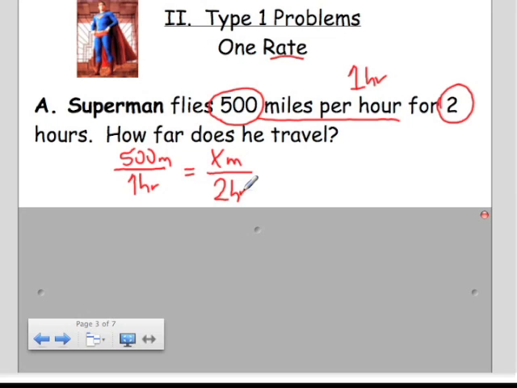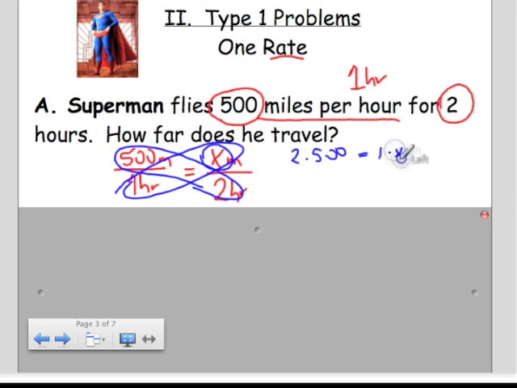So the first step is to write the proportion. I wrote that, and I know that I'm solving for x. How many miles does he fly in 2 hours? To solve for this, I'll cross multiply. 2 times 500 equals 1 times x. This is really then 2 times 500 is 1,000 equals 1 times x.